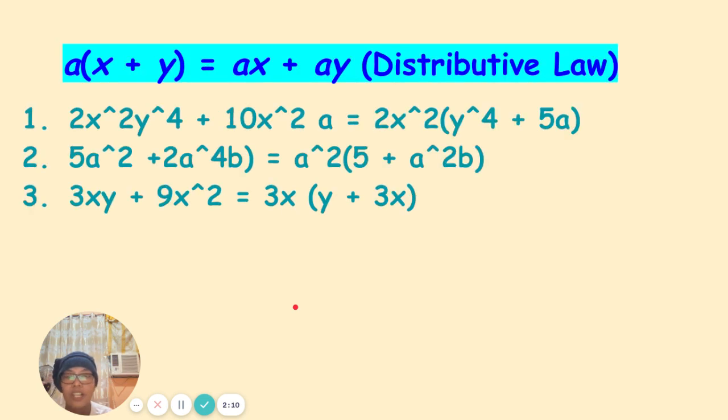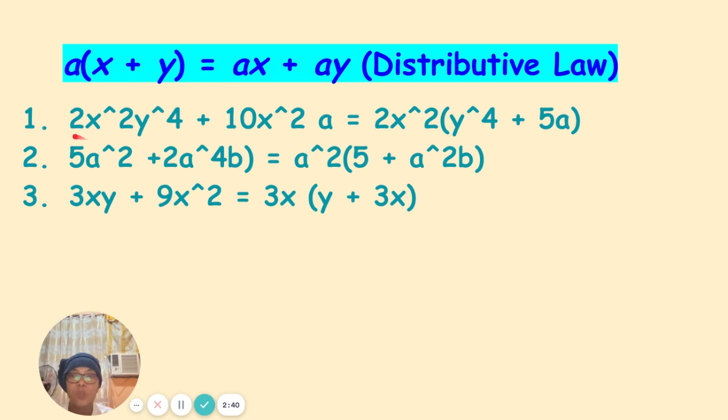Okay, so our first special product is the distributive law. So from ax plus ay, what we are going to do is to distribute the common factor, which is a. So lalabas lang natin yan. Then you retain the quantity x and y. Then you enclose it in a parenthesis. So para multiplication. So if you are to multiply, to check, that is ax and ay. Okay, so from here, we are going to do it like this one.